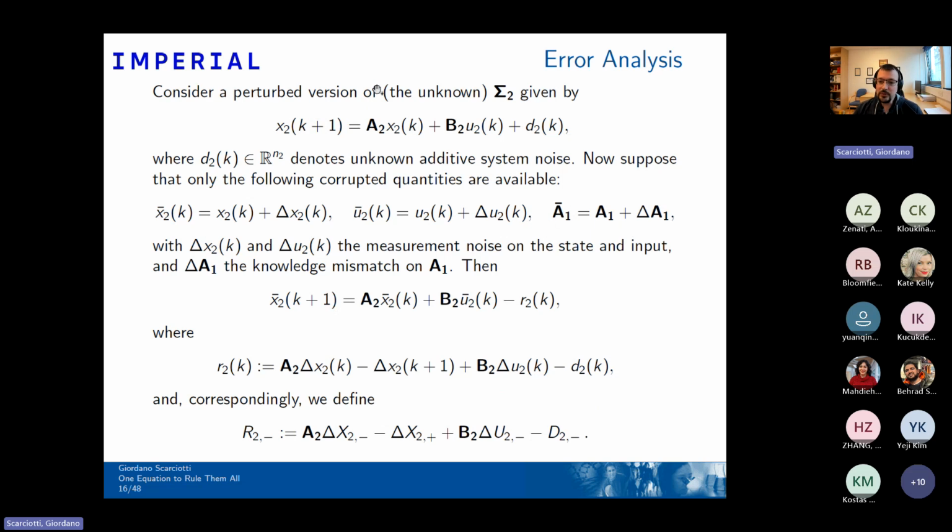So we compute the dynamic of the measured x, so x2 bar, and this can be written in the following way: as a copy of the real dynamic minus or plus some error noise, which is this R2, which is essentially the sum of all the various noise terms that we have here. And then capital R2 minus is the data-driven version, the data collected version of R2.